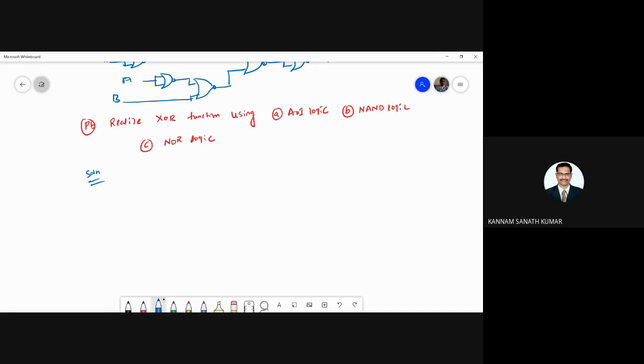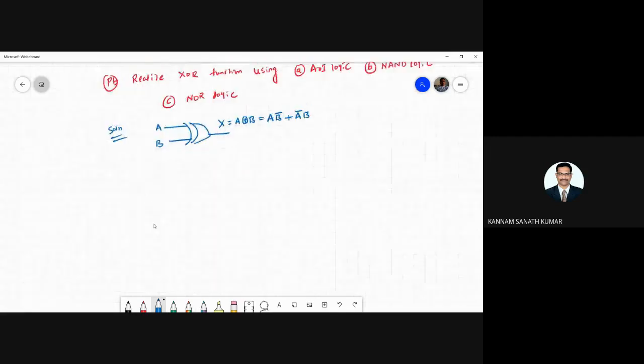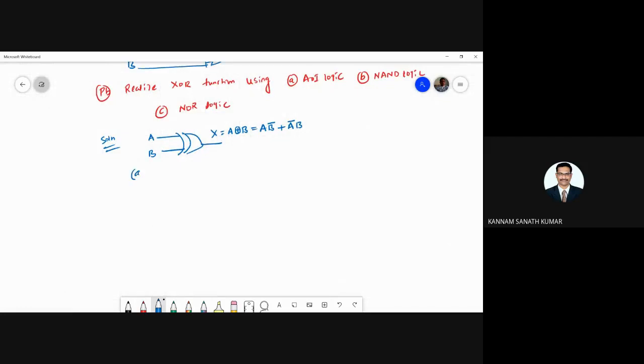So what is XOR gate? This is the symbol for the XOR gate, and this is nothing but A, and this is B. So X equal to A XOR B. If you write in terms of expression, AOI logic, A bar B plus A B bar, or A B bar plus A bar B. Okay, so this one I need to realize by using first AND or invert logic, AOI logic.